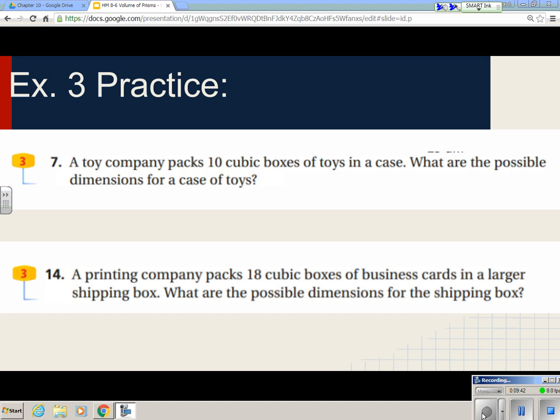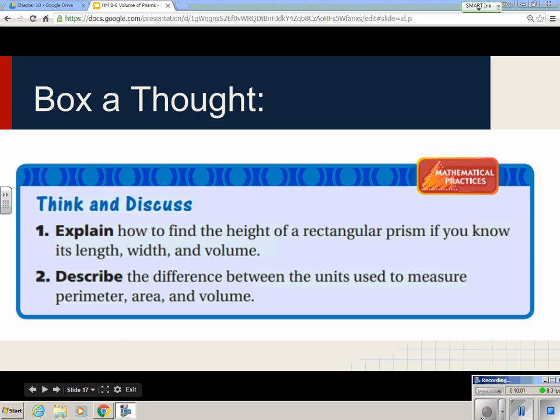All right, so here are the possible ways you could have boxed up 10 cubic boxes of toys. There are really only 2: 1 times 1 times 10, or 1 times 2 times 5. Those are the only 2 ways, and hopefully you got both of them on your own. If you did, high five to yourself. Nice job.